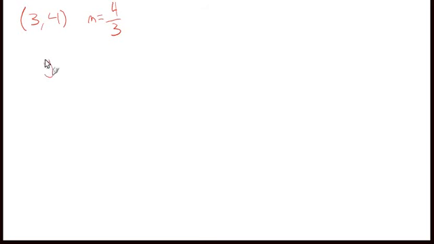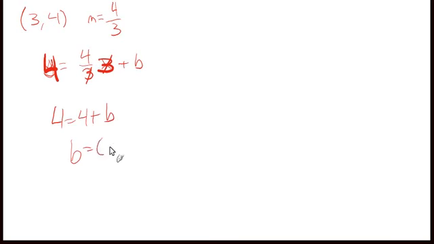Now I could say y equals mx plus b, and then I could say, hey, you know what, I know that it goes through this point, so I could substitute in a 3 and a 4 and then solve for b. Well, this 3 cancels with this 3. Alright, so 4 equals 4 plus b, and b equals 0. And then I go back and say y equals 4/3 x plus 0, or just y equals 4/3 x. Take those away.